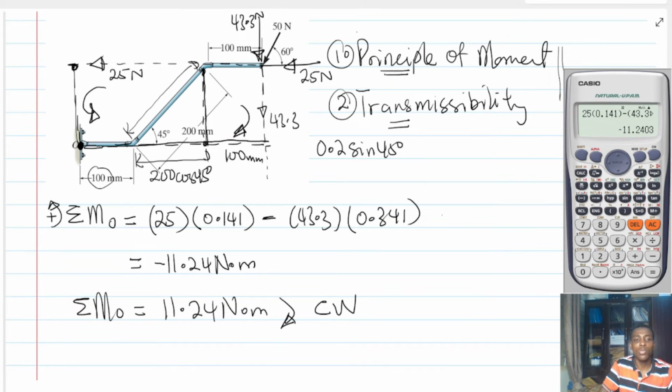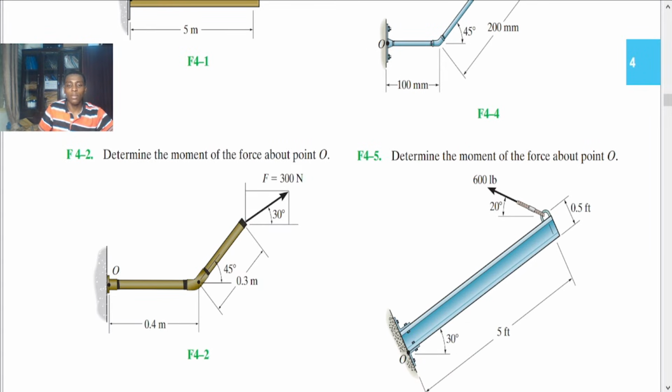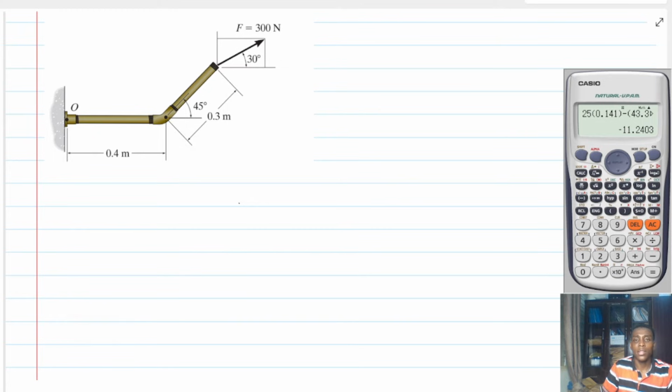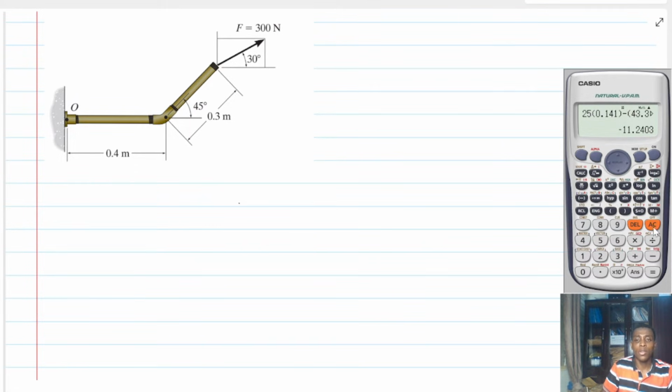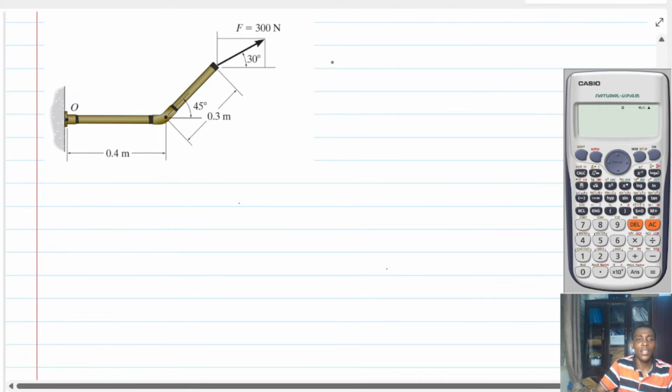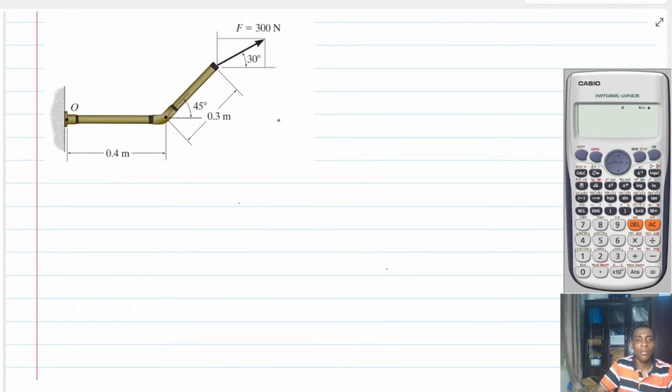So the next question is going to be, I want us to look at that problem. I'm talking about this problem right here. So there we are with the problem. All right, so how am I going to find the moment of F again about O? I'm going to use the same principles: the principle of moment and then the principle of transmissibility. I'm not going to write them again, but I want us to apply them.